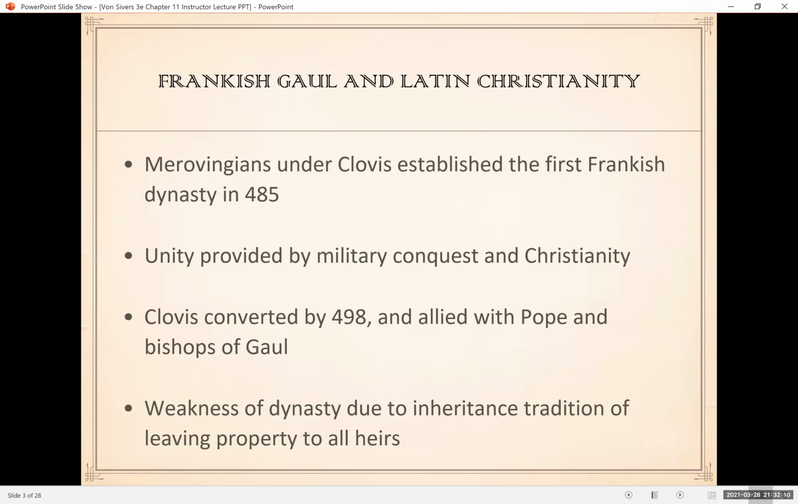So the church will use this kind of soft power to ally itself with these early Merovingian dynasty. Clovis will convert to Christianity in 498, ally himself with the Pope and the Bishop of Gaul. And here we see this marriage, and it's not a real marriage, just using it as a term of speech, in that you have a separate head of state, Clovis, the king of the Franks, and you have a spiritual leader in the Pope, who is elected from the bishops. And the bishops were the church leaders in certain regions, and they were over the priests.